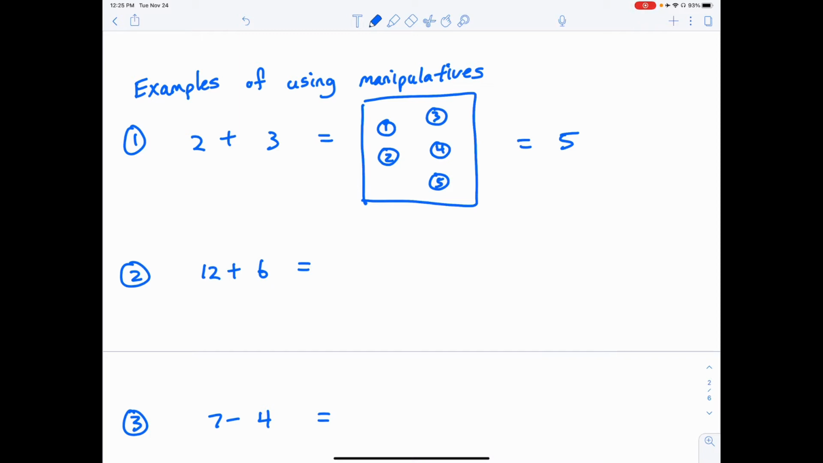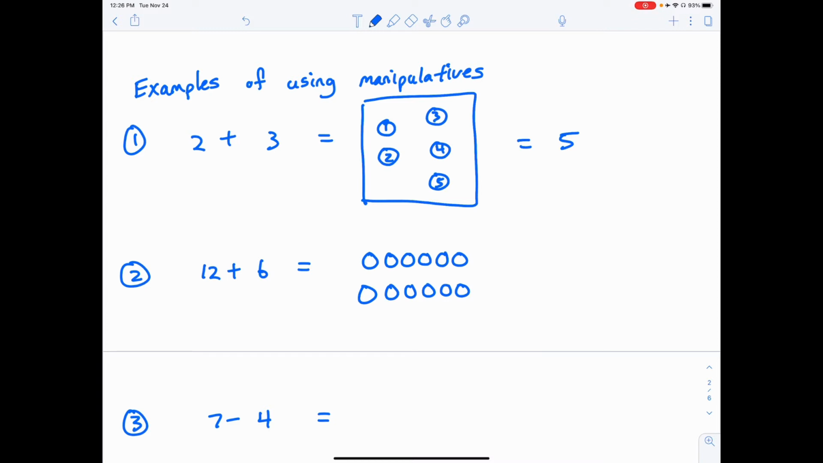So 12 plus 6, so 1, 2, 3, 4, 5, 6, 7, 8, 9, 10, 11, 12. You can organize these 12 however you like. Again, the more organized, the easier it is to see and to count them.